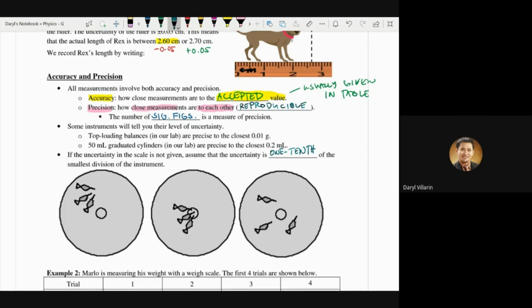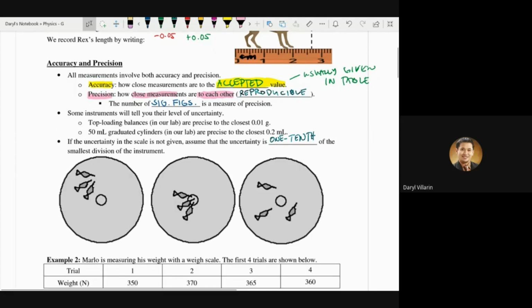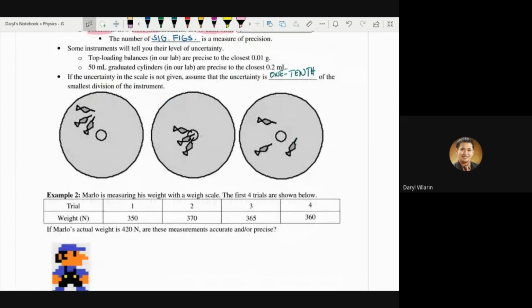Thank you. Okay, so yeah, 0.1 centimeter, you divide it by 10, so that's 0.01 centimeter. So that would be the uncertainty of your measurement or instrument. So this is just a diagram showing what is precision and accuracy.